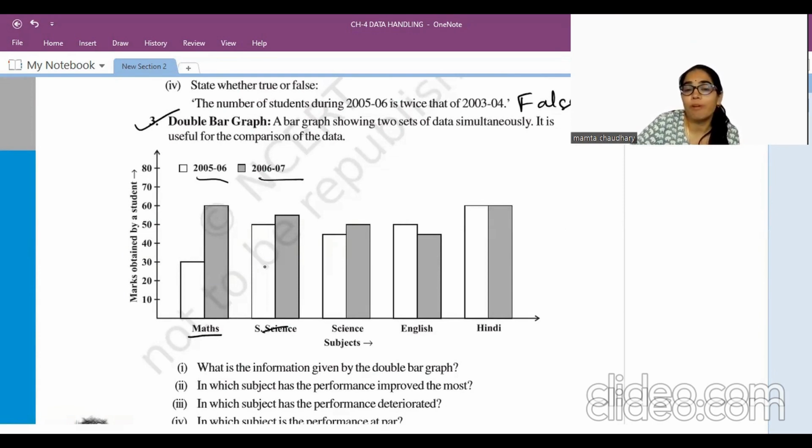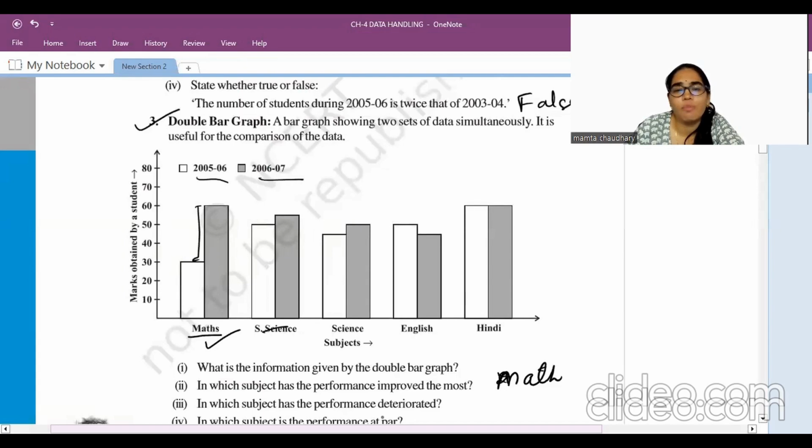In which subject has the performance improved the most? Performance improved the most means the child scored good marks in this session. So here you can see in 2006-7, in math, the child scored good marks. So the subject is math. In which subject has the performance deteriorated? It means the performance declined. So where did performance decline? Here. Here you can see this is declining. So in English.